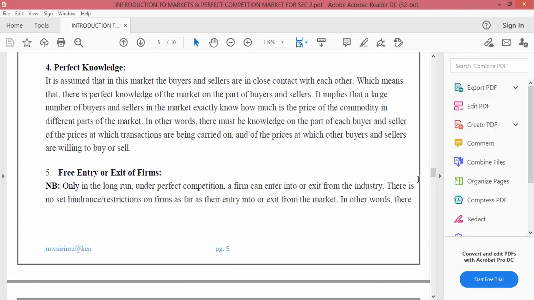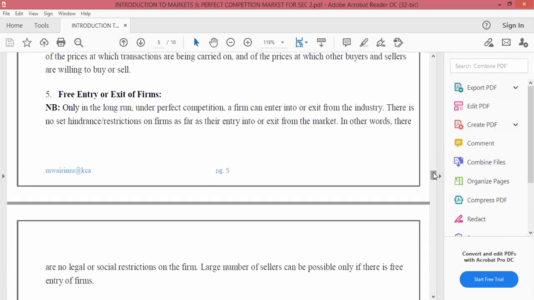Another very important point is that for us, of course, to be many, we need not to restrict how many firms are going to get into the industry, and how many can get out of the industry.